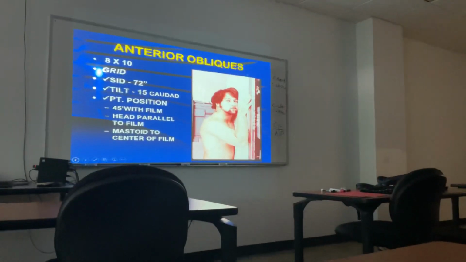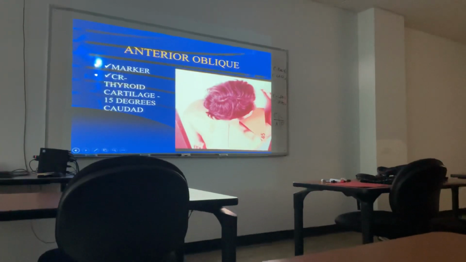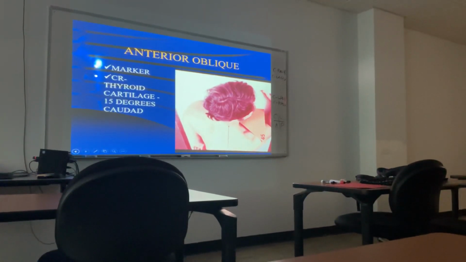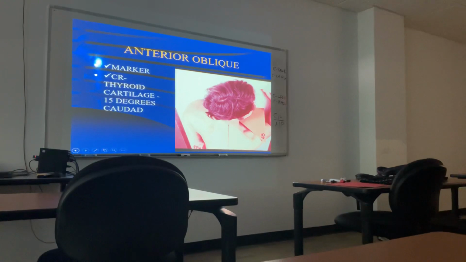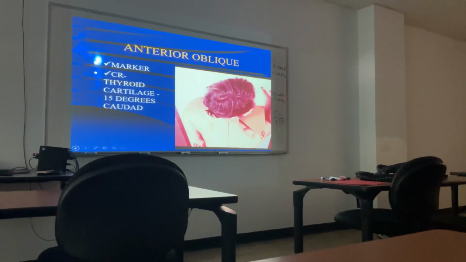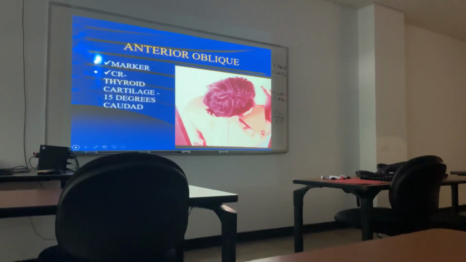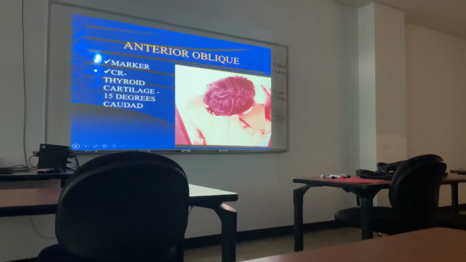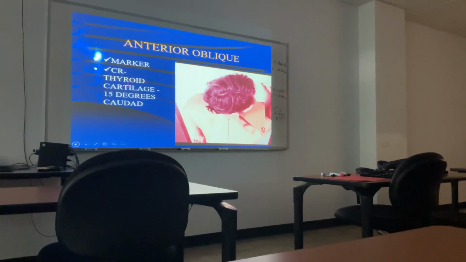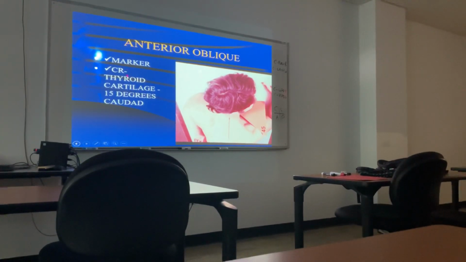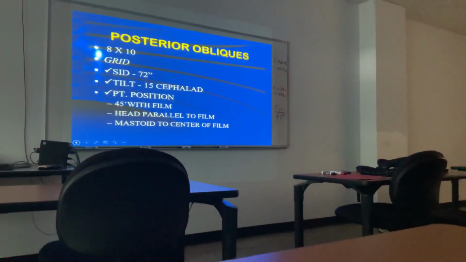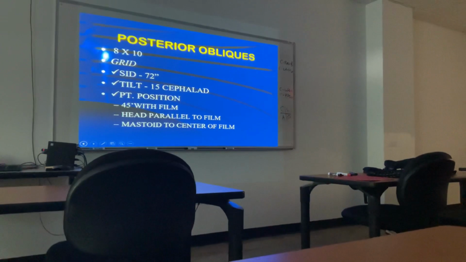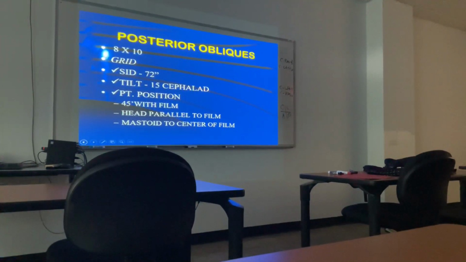So anterior obliques, your choice. That just happens to be from the top down. And the key to it is the 45 degrees. That's pretty easy to do because you just divvy between right angles. It's easy to position, is the point. This stays the same, thyroid cartilage. On anterior obliques, we're pointing down towards the tailbone, coccyx, cauda equina. Posterior obliques, 10 to 15 degrees cephalad. Everything else stays the same.